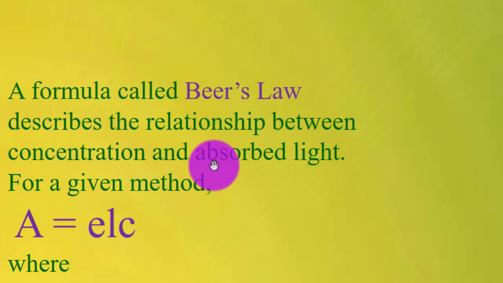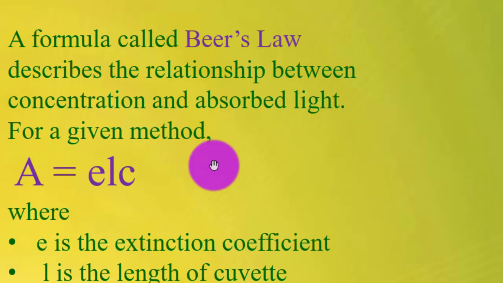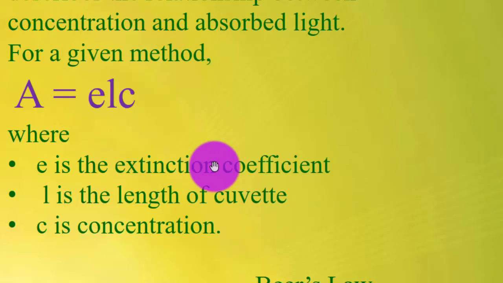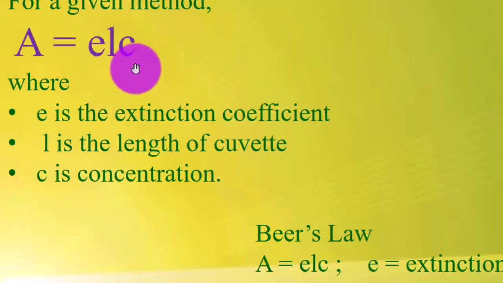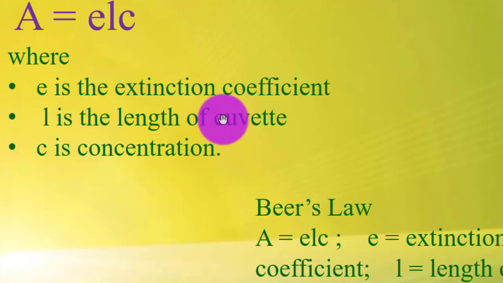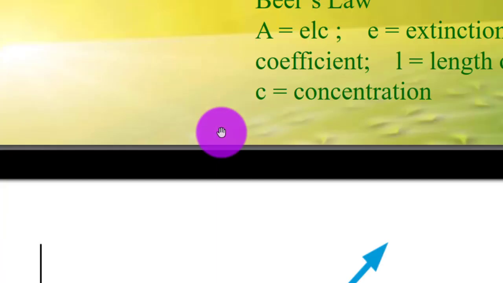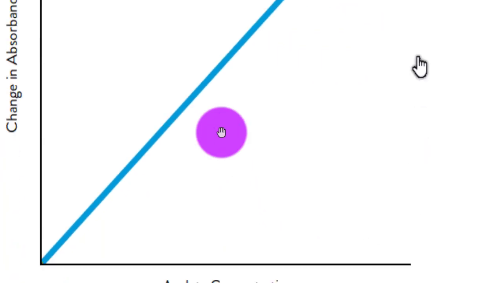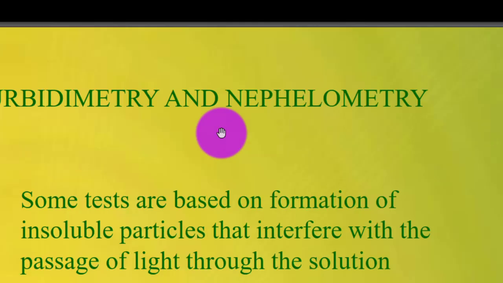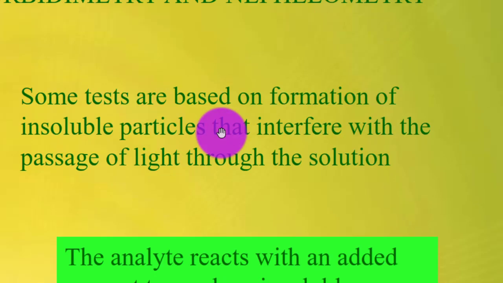A formula called Beer's law describes the relationship between concentration and the absorbed light for a given analyte: A = E L C, where E is the extinction coefficient, L is the length of the cuvette, and C is concentration. Beer's law is the relationship between analyte concentration and the change in absorbance. Turbidimetry and nephelometry.